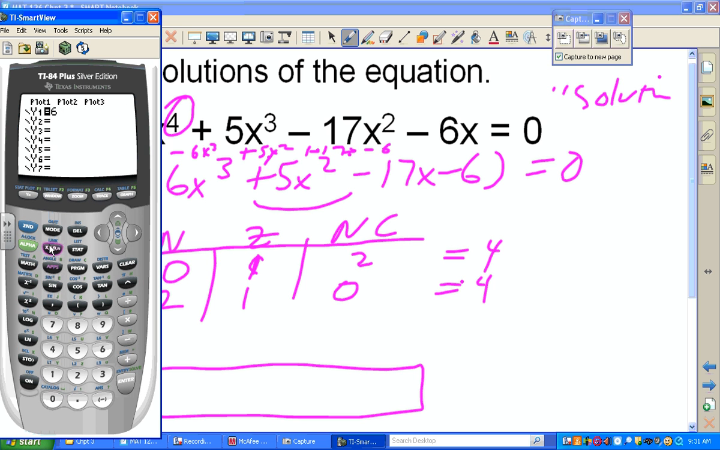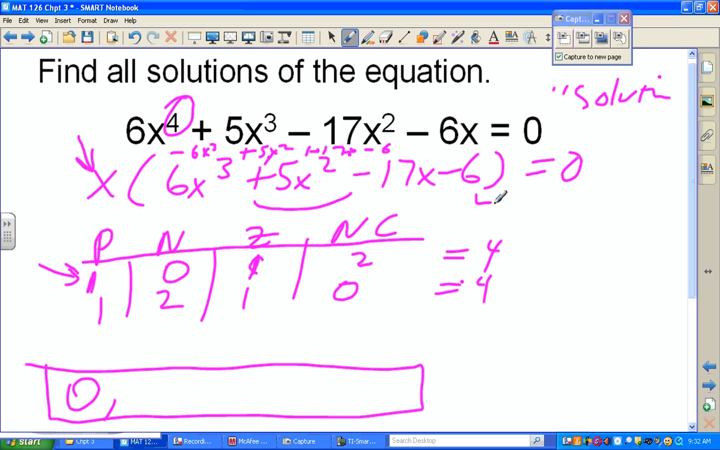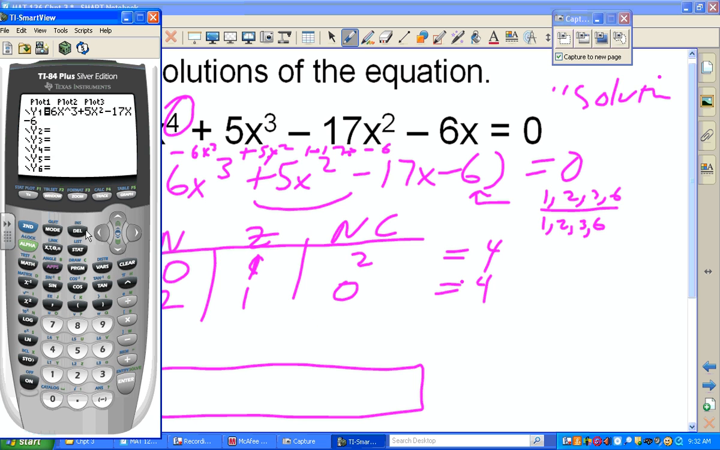6x cubed. 6x caret 3 plus 5x squared minus 17x minus 6. All right, what's the factors of 6? 1, 2, 3, and 6, right? And same right there, 1, 2, 3, and 6. So I think I will just go from negative 6 to 6 and see what's up. Window, negative 6 to 6. I can go by ones, there's not that far. Negative 2 to 2. And graph it out.